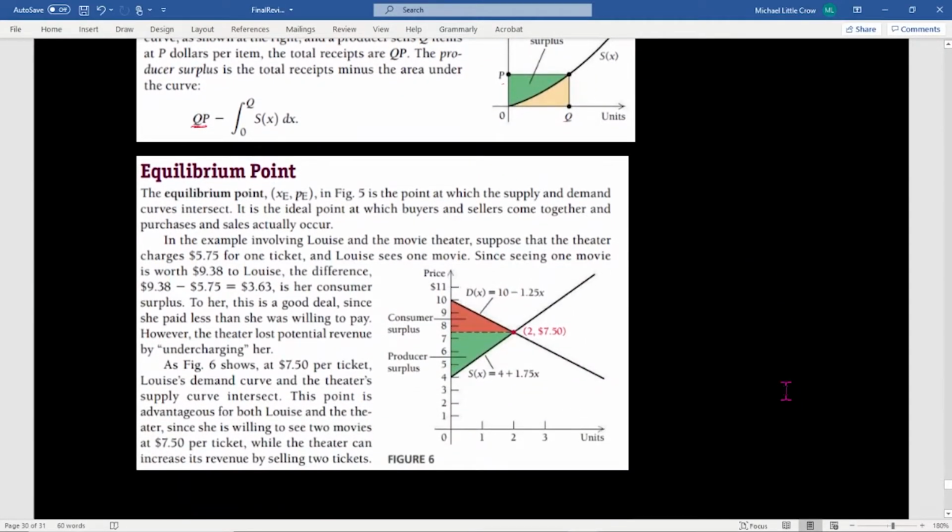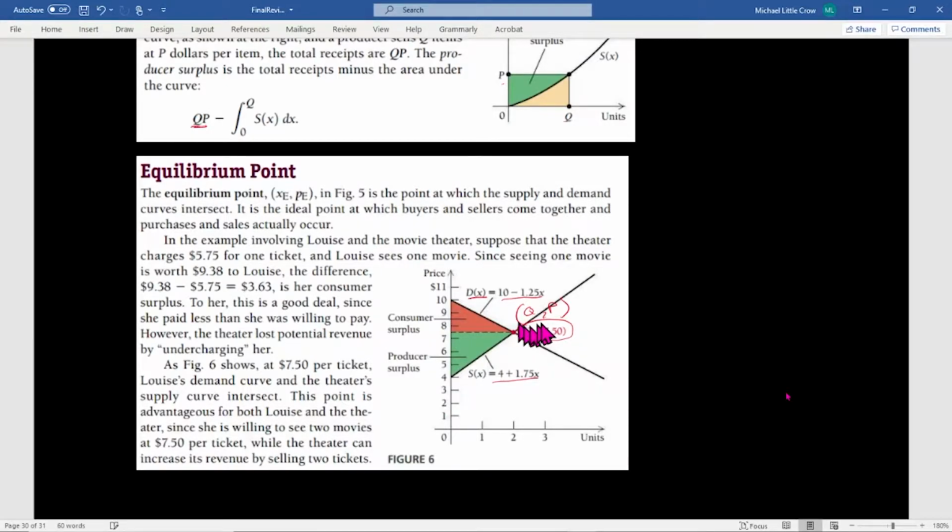Equilibrium point is just the intersection. So notice we've got the demand on the consumer side and the willingness of the producer to sell it. When those two things intersect, that's called our equilibrium point. And the x in this case, the number of units, is the Q that we're going to use, and the price is the y value, that's our P.